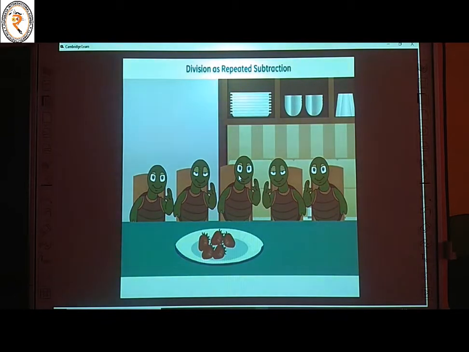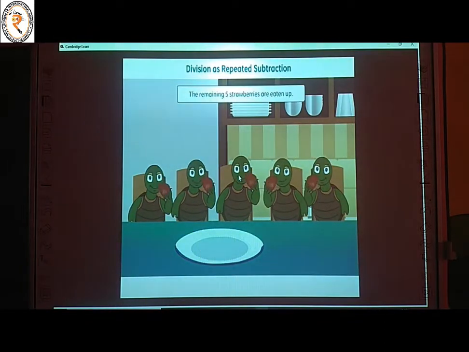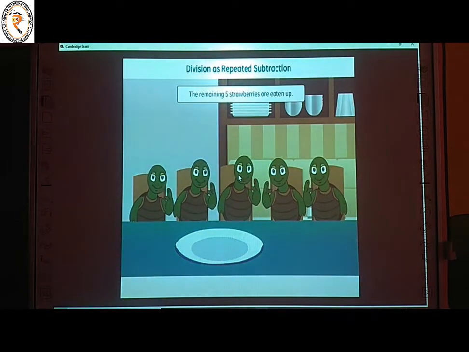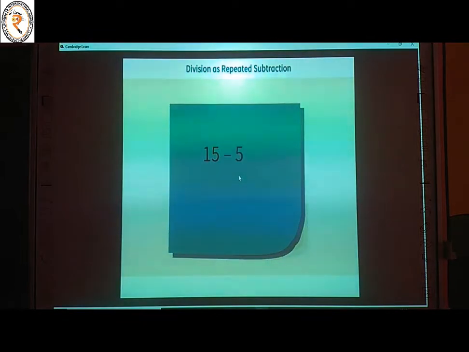Looks like the turtles are still hungry. Each of the 5 turtles eats the remaining 5 strawberries. There are no more strawberries remaining. 15 minus 5 is equal to 10. 10 minus 5 is equal to 5. 5 minus 5 is equal to 0.